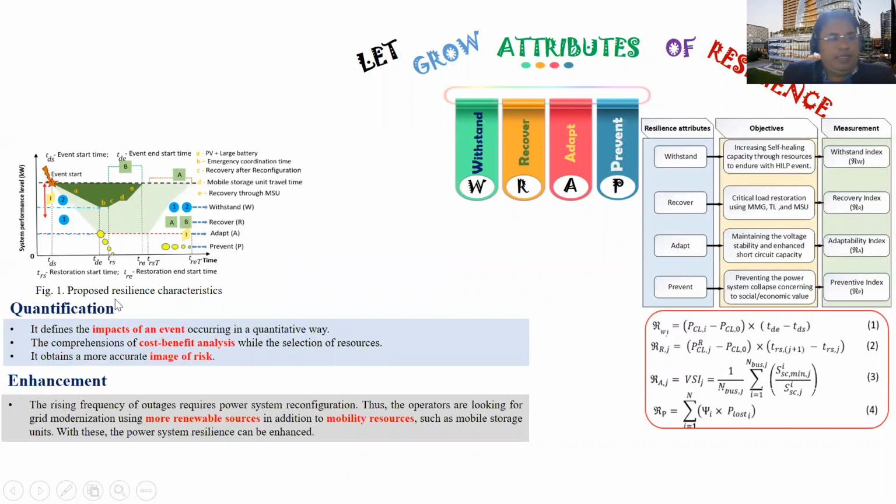My research is based on two main parts. One is the quantification of resilience, another is the enhancement of resilience. The quantification defines the impacts of the event, like cost benefit analysis and measures of risk. For the enhancement part, a combination of resources can be used to enhance the resilience of the system. That means more renewables, virtual power plants, mobility services, and many more.